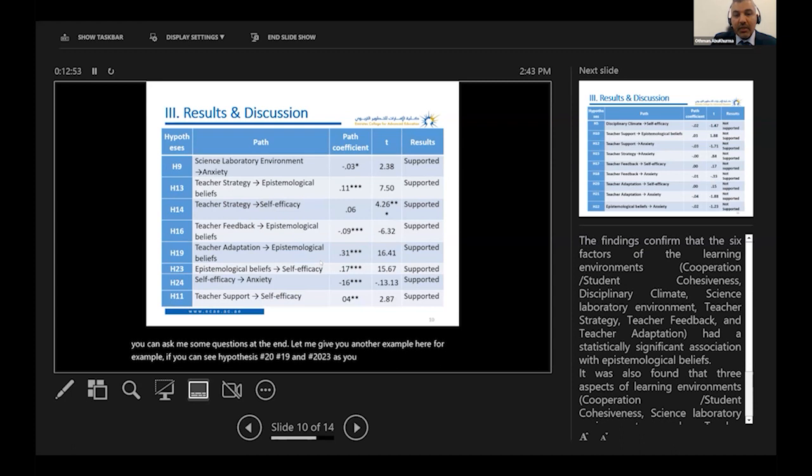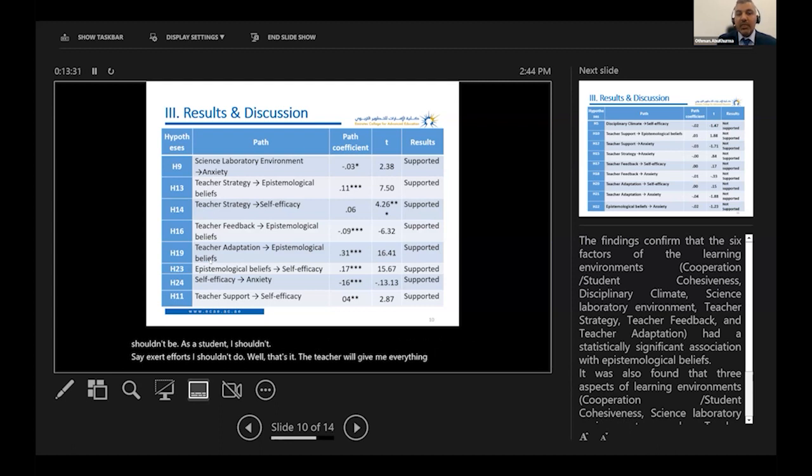As you can see here, the T value is too high, okay? So there is a significant difference between teacher adaptation and epistemological belief. What does that mean? If you are, as a teacher, giving your students information to consume, they would feel that these are constant information that cannot be changed. So my efforts are useless. I shouldn't, as a student, exert efforts. I shouldn't do well. The teacher will give me everything.